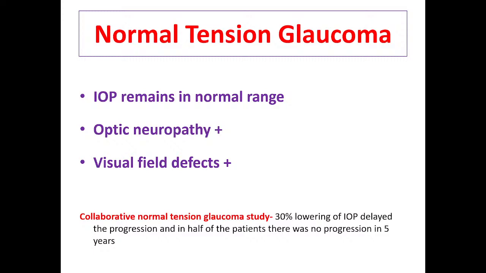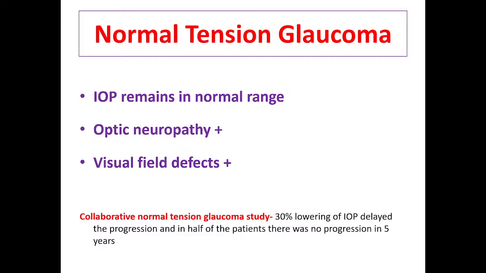So we admit the patient, we measure IOP every 2 hourly or 3 hourly for 24 hours, make a chart and see how much fluctuation there is. What is the normal variation? How much should it fluctuate? 5 millimeters, not more than that. If it is fluctuating more than 8 or 10 millimeters, from 16 going to 26, it means it is not normal tension glaucoma, it is crossing the upper limit. So it is a type of primary open angle glaucoma.